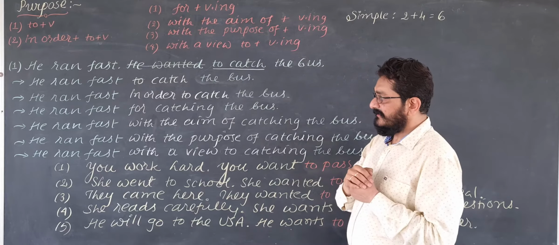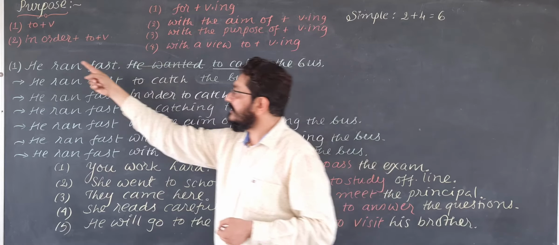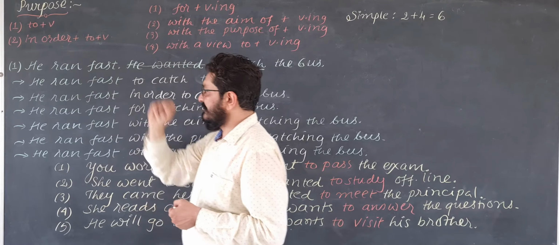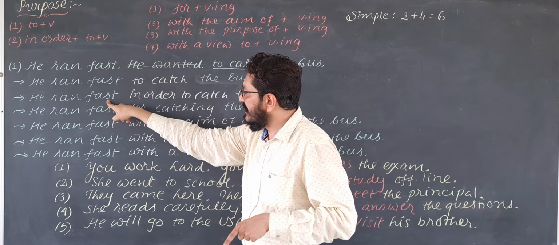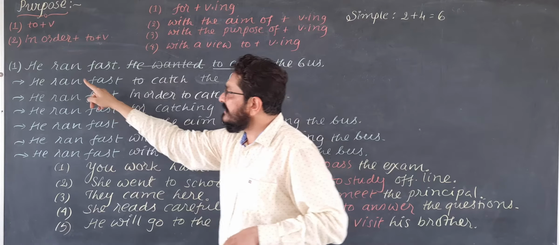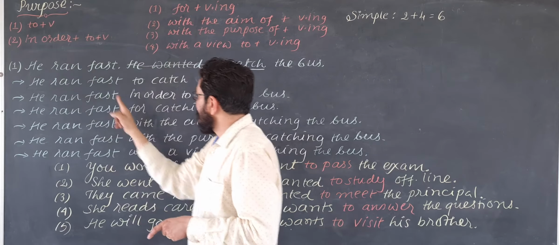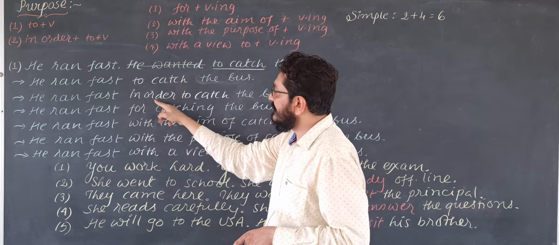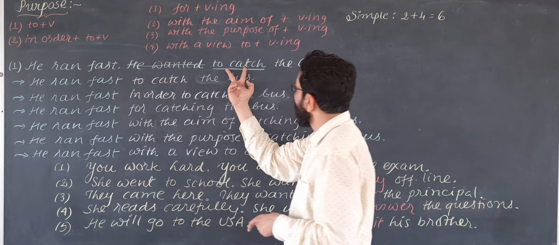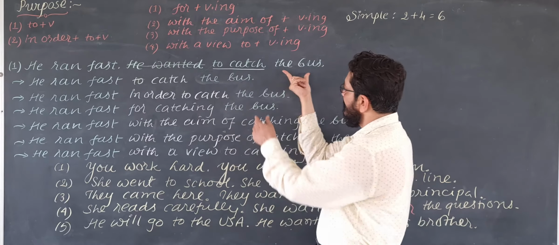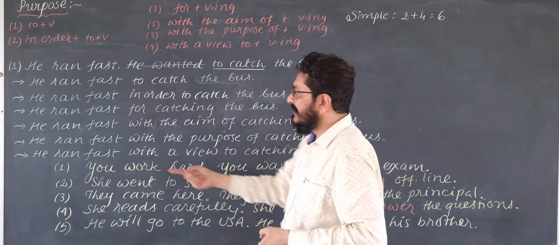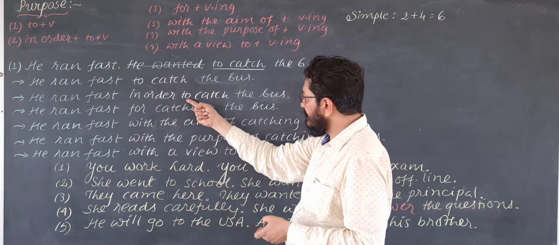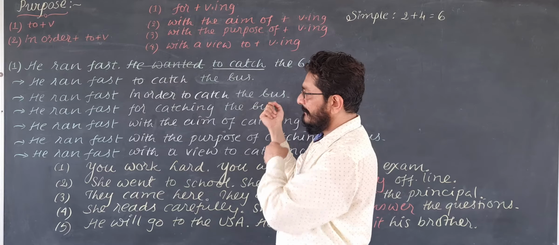Now the second method is what? In order to catch. The first sentence you will write as it is, he ran fast. Then you will write in order. See, it is in order. Then comes to plus verb. It is here, to catch. The rest of the words they are. Yes, they are. He ran fast in order to catch the bus.